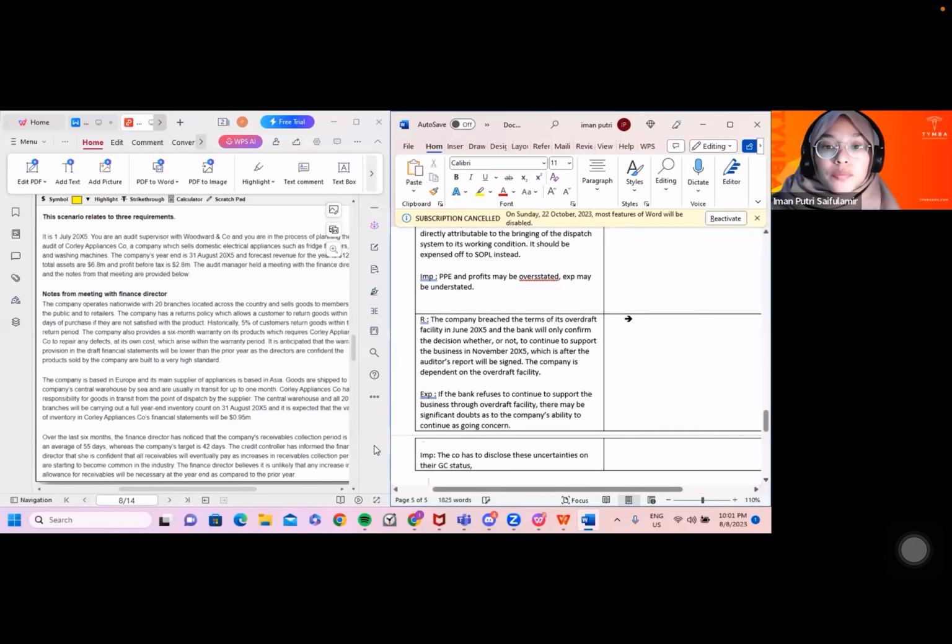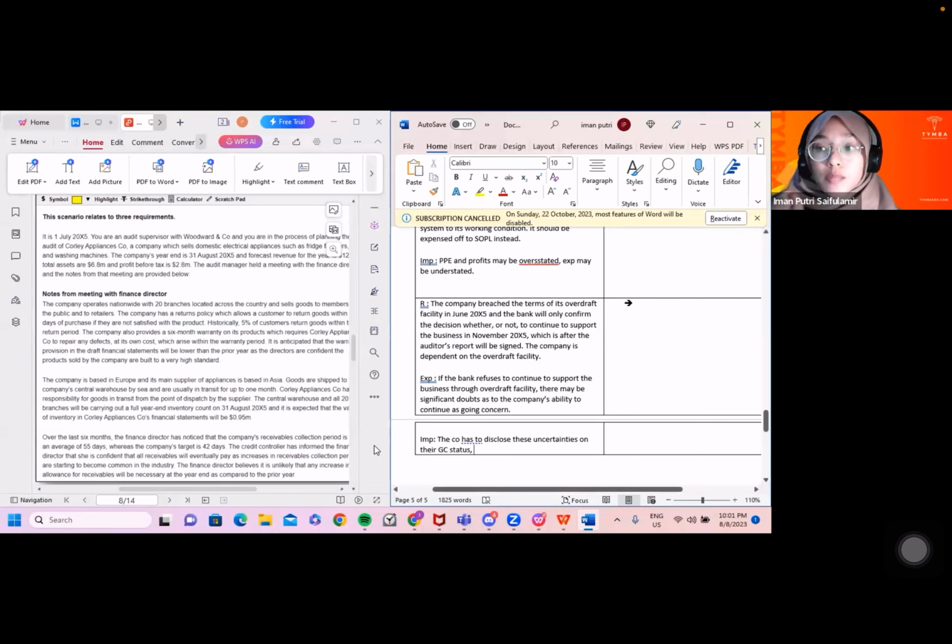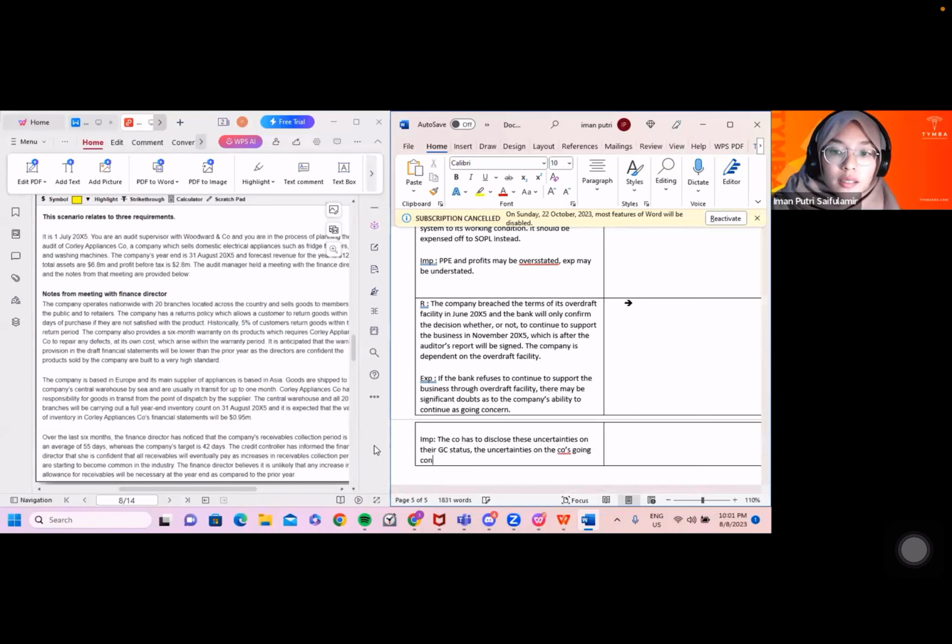Okay, so basically, if they are not disclosing this properly, if the disclosure on going concern is not adequate, we just say that the uncertainties on the company's going concern status may not be adequately disclosed in the financial statements. Okay, so Mazan asked where the disclosure should be made.